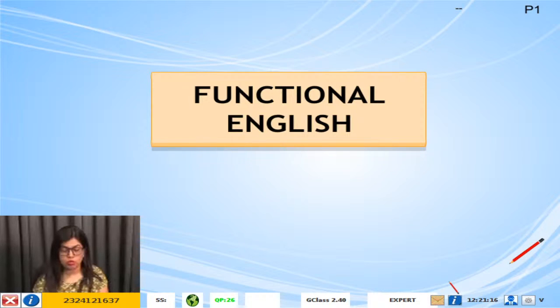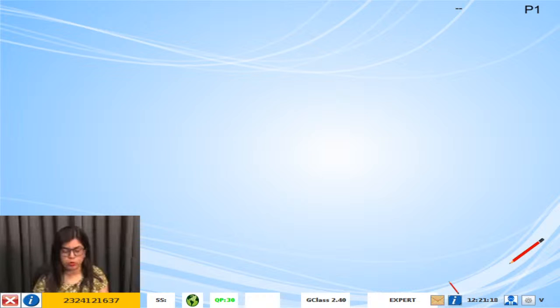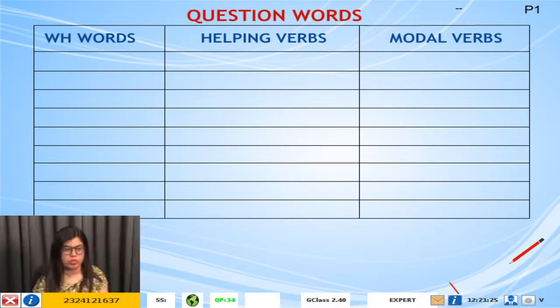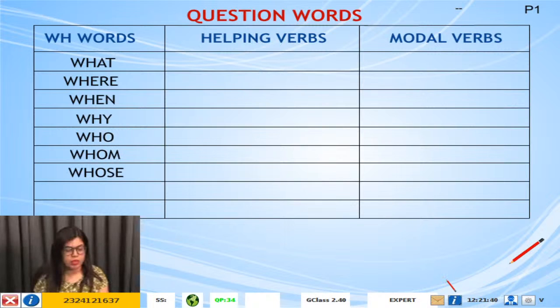So students, today we are going to learn about WH questions. Let us look at some question words now. Here there are three columns: WH words, helping verbs, and modal verbs. The WH words are what, where, when, why, who, whom, whose, which, and how. These are some question words.